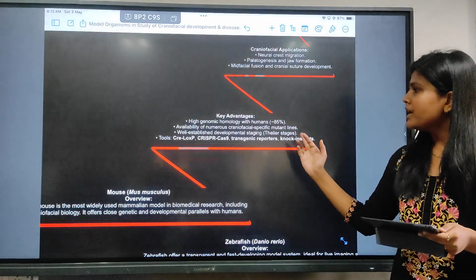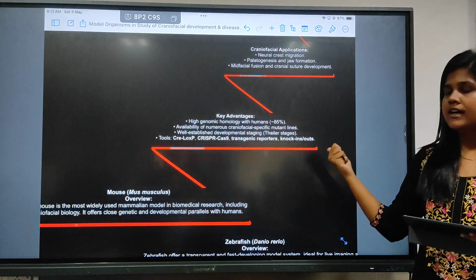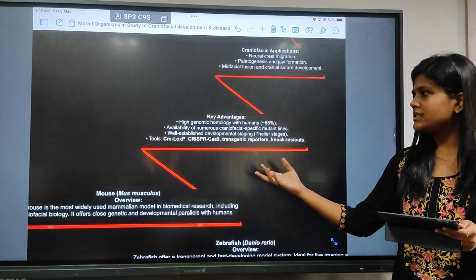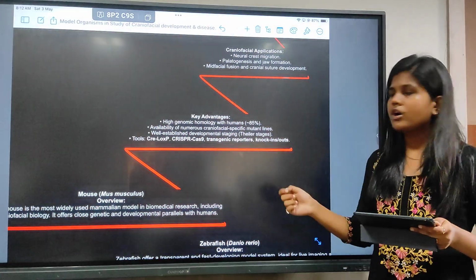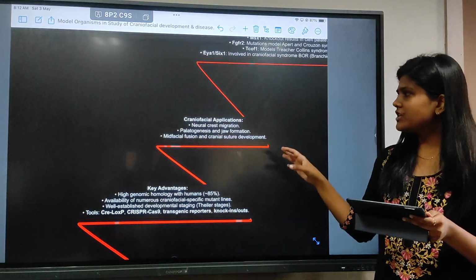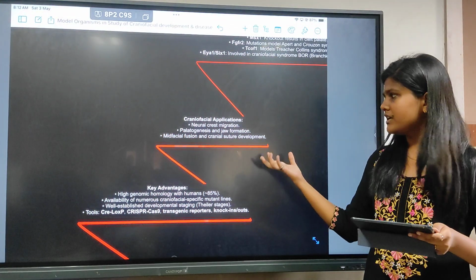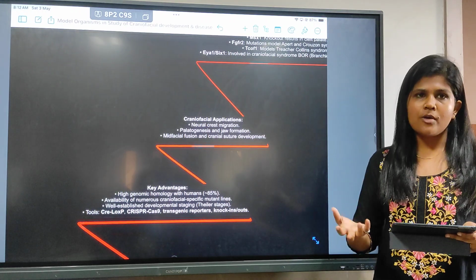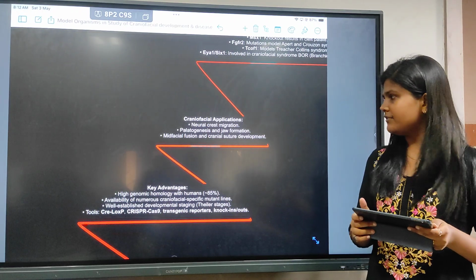humans. The tools used for gene editing and mutation are CRISPR-Cas9, transgenic reporters, and knock-in and knockout methods. In craniofacial application, what can be studied using this model are neural crest migration, palatogenesis and jaw formation, mid-facial fusion, and cranial suture development.